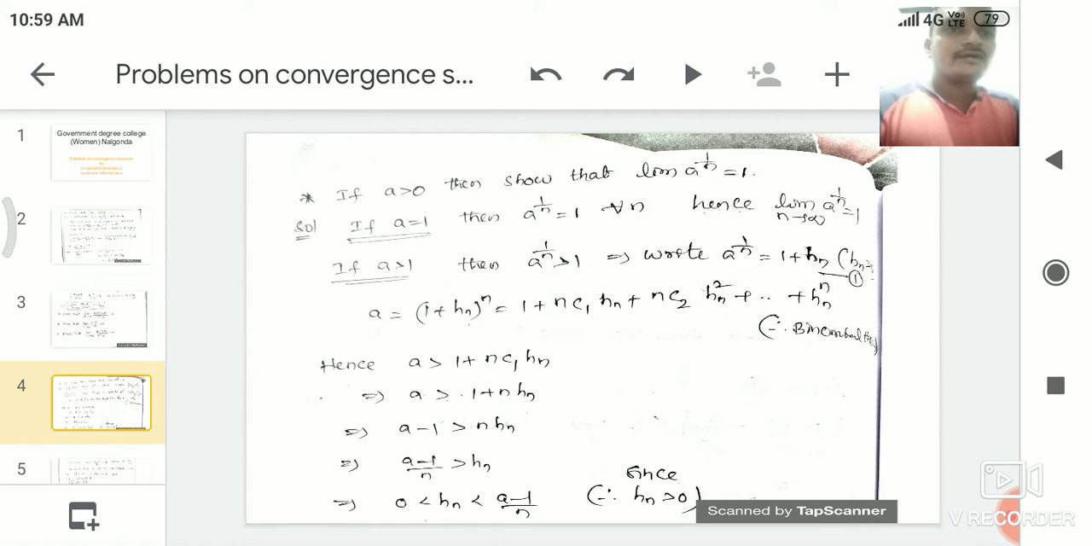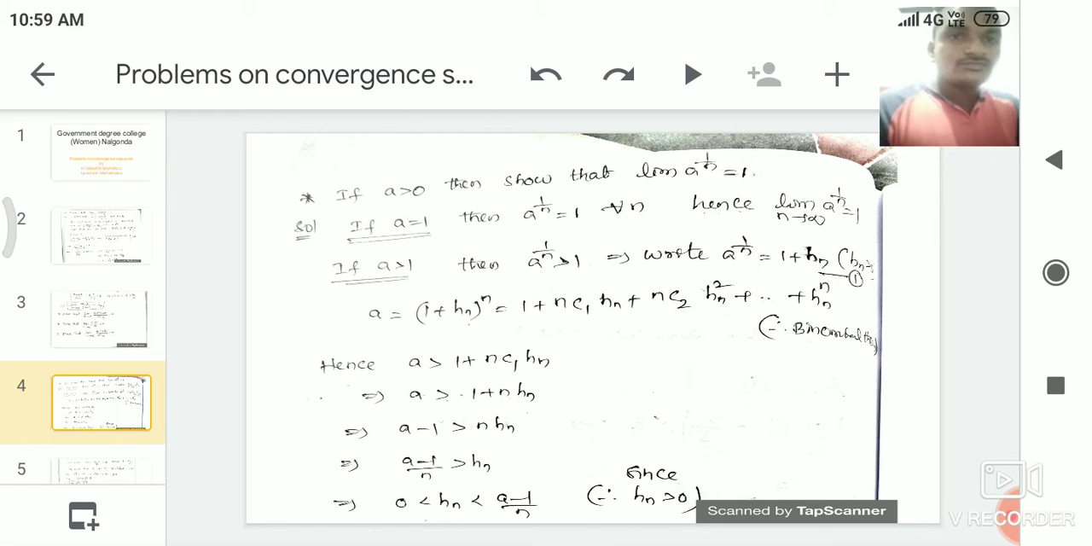So from that, this power 1 by n goes to the right hand side, then a is equal to 1 plus hn whole power n, which is a binomial. Here we apply the binomial theorem: 1 plus nC1 into hn plus nC2 into hn square plus and so on plus hn whole power n. Hence a is greater than 1 plus nC1 into hn. nC1 is nothing but n, so a is greater than 1 plus n into hn. This 1 goes to the left hand side: a minus 1 is greater than n into hn.